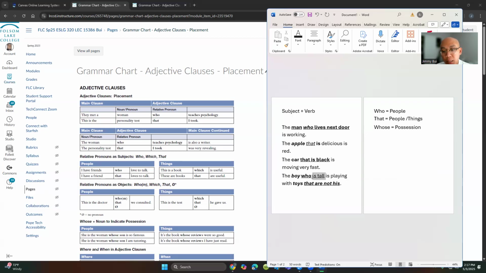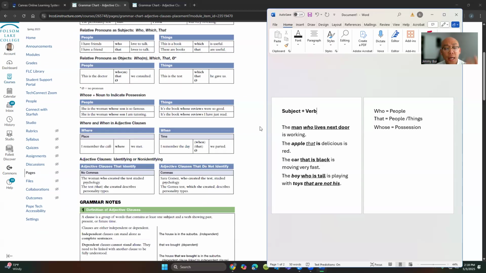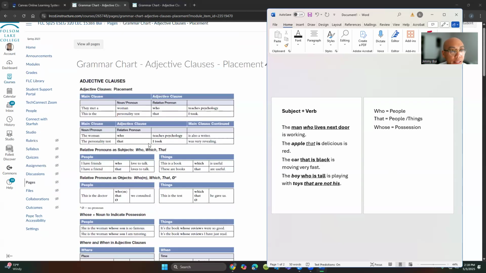With this, just remember again, they are dependent clauses, so they have to be combined with an independent clause. They cannot stand alone because they do not have a subject and verb in itself with a complete idea, as that is required for an independent clause. Okay, and so this is just a short video and breakdown here of the adjective clauses.